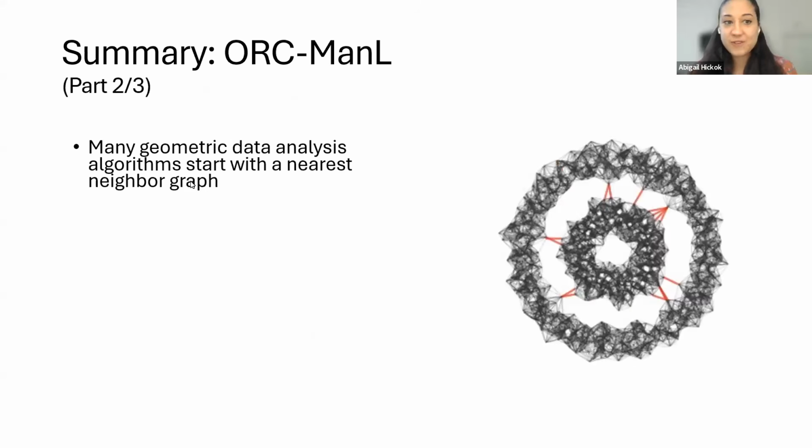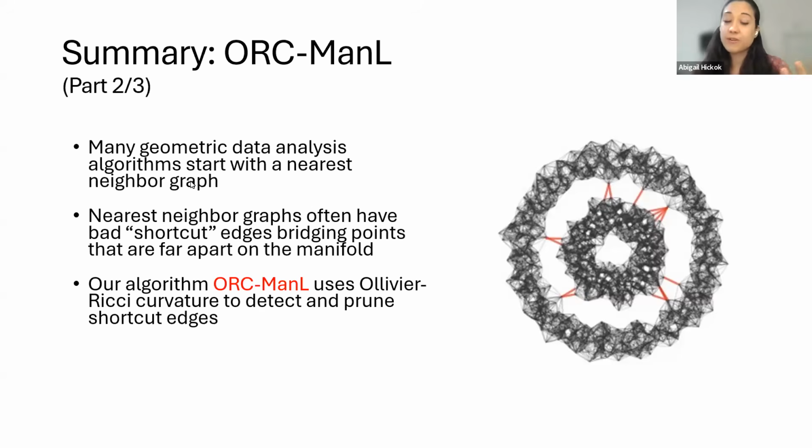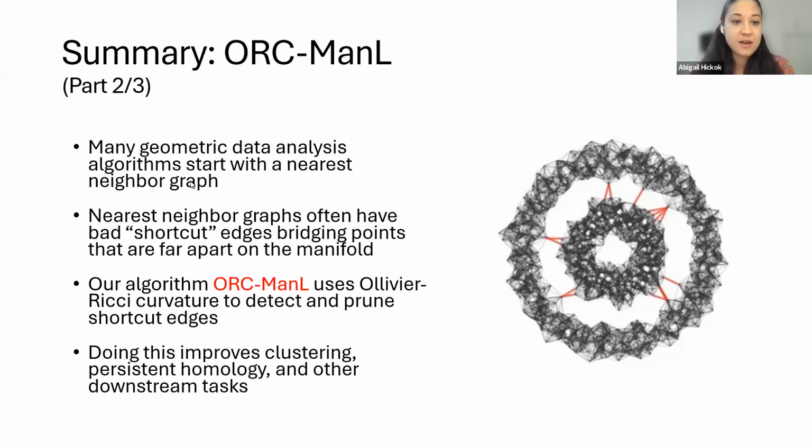Just to summarize this first part of the talk, a lot of algorithms like TDA and general geometric data analysis start with the nearest neighbor graph. But these nearest neighbor graphs have a common problem: we get these short-cutting edges in red, connecting points that are close in Euclidean space, but not in the manifold. These short-cutting edges look like little bottlenecks in the graph, which is exactly what negative ORC detects. So our algorithm uses ORC to detect and prune these short-cutting edges, and doing this improves a host of other things downstream.